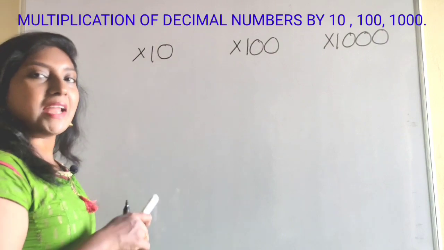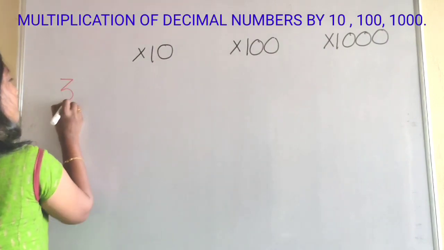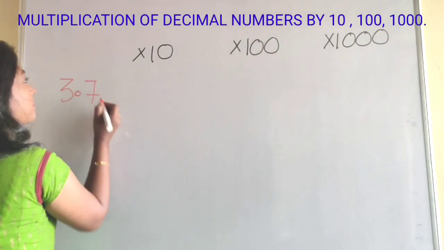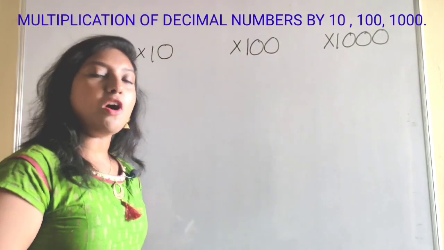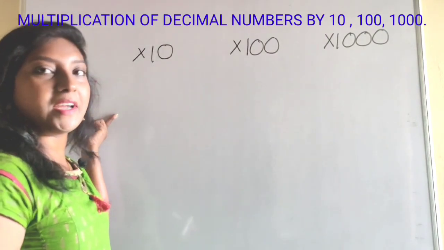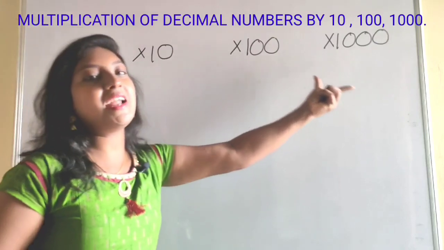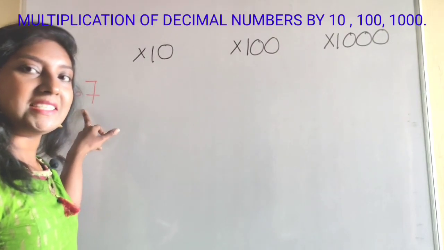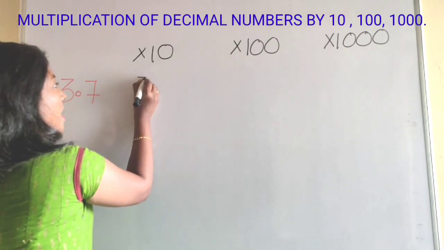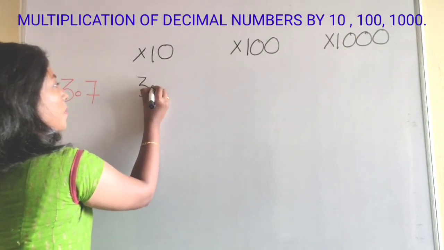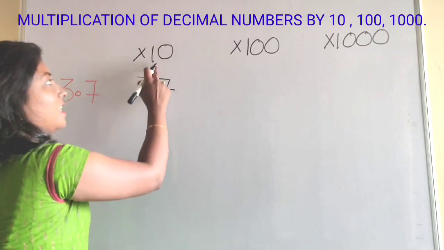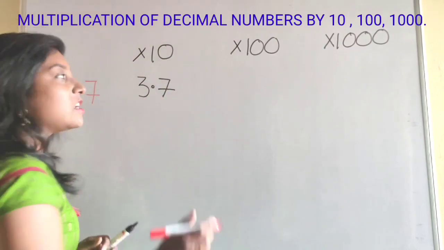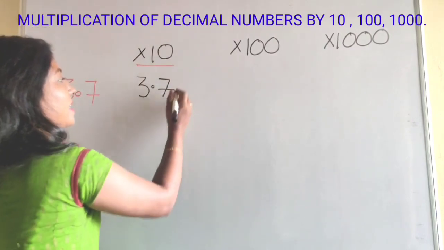The first example I am taking is 3.7. Now, how we are going to multiply this 3.7 by 10, 100 and 1000. So, first we are going to take this number, that is 3.7, and we have to multiply this by which number? That is 10. By 10.